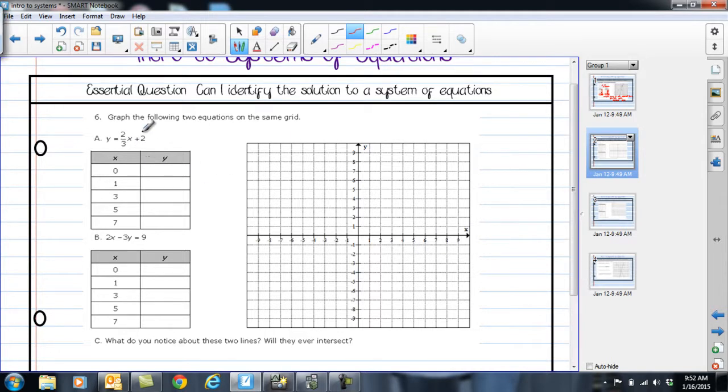The y-intercept for that equation is plus 2, so it's going to start here. And the slope is 2 over 3, which means I get to go up 2 and over 3. And plot my points. And then I can also go backwards, down 2 and over 3. And I can connect those and make a line. And that will be our graph A.